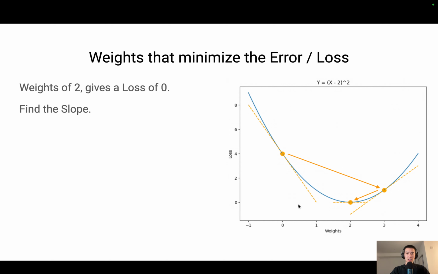Find the slope. And now we have a flat hill or a flat mountain, so to speak. If that's a real term you can use, a flat hill or a flat mountain. And the minimum has a slope of 0.